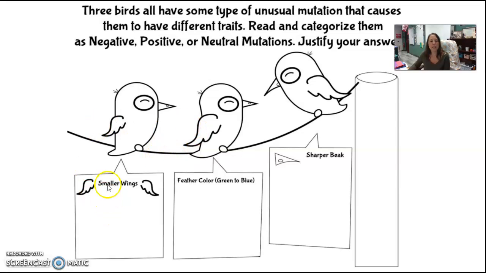This little birdie here has smaller wings. Do you think it would be positive, meaning it would be a good thing if it had smaller wings? Do you think it'd be a negative, it would be bad if it had smaller wings? Or do you think it would be neutral, meaning it wouldn't make any difference? So go ahead and write down which one you think that is.